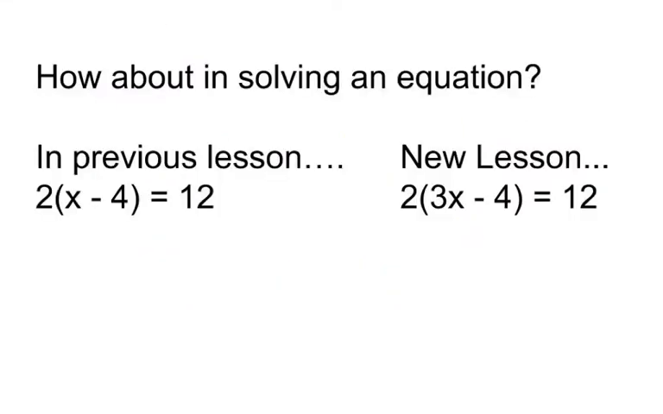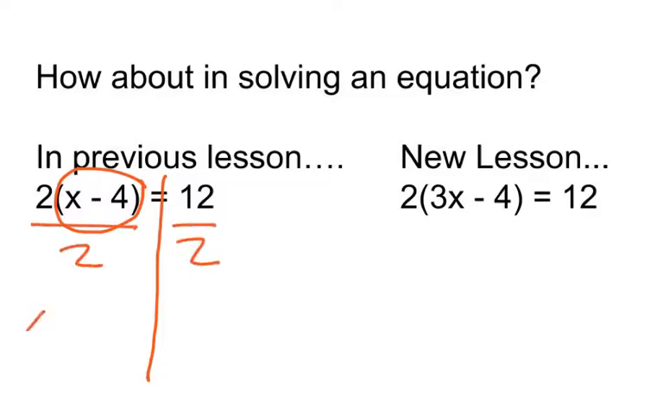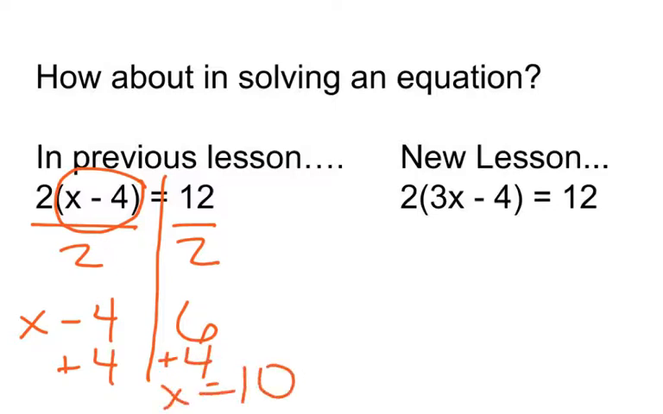How about in solving an equation? In the previous lesson, we'd put a line down here. We said the x is mixed up in there, so we're going to divide both sides by 2 to free up the x, and that is 6, and add 4, so x is 10. Well, those were two-step equations. You could divide, and you could add or subtract, and you're done.